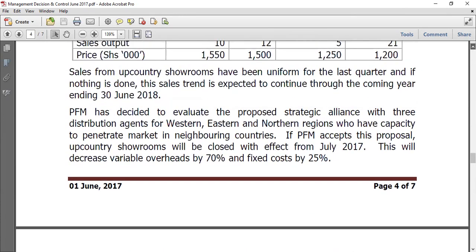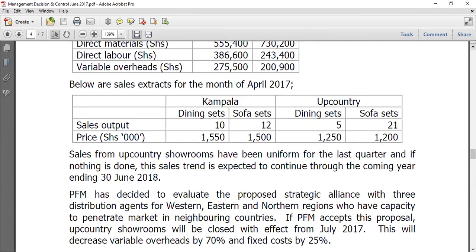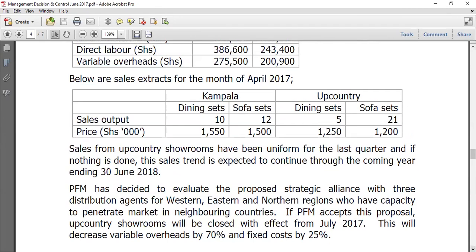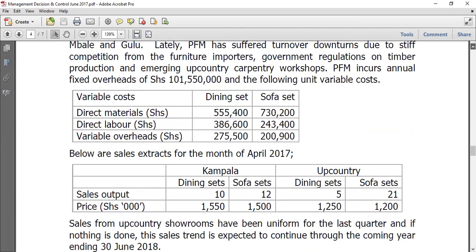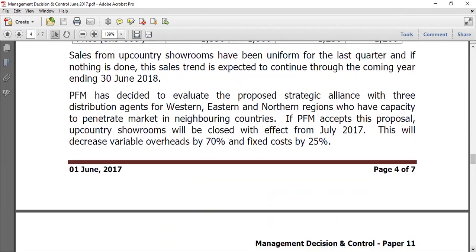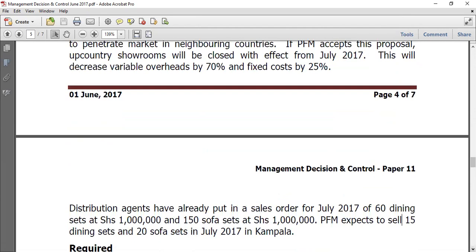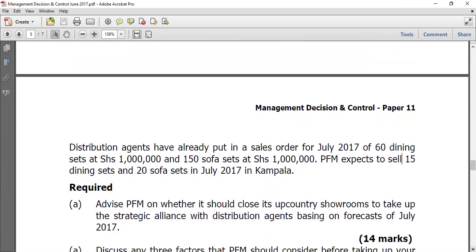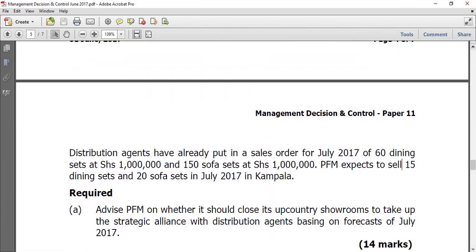Excuse me, sir. I think you have kind of mixed up the fixed cost, because at one point I heard you say that we divide, because here the question is saying, advise PMF on whether it should close its up-country showrooms to take up the strategic alliance with distribution agents basing on forecast of July 2017. Yes. And the fixed cost is an annual one, meaning it's 12 months. So you divide it by 12. Then you'd have gotten the portion of only July after the decision.